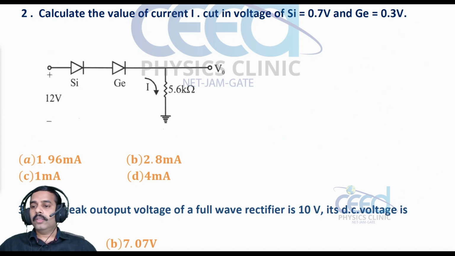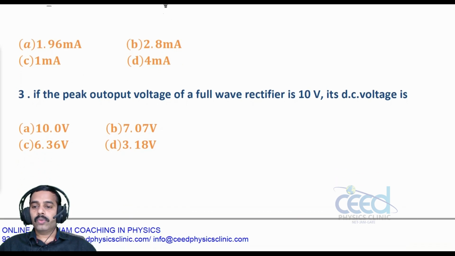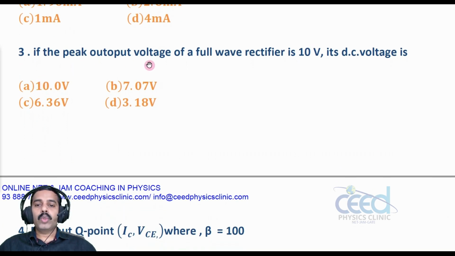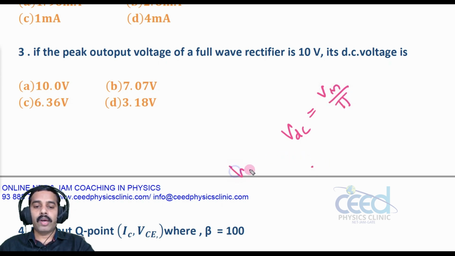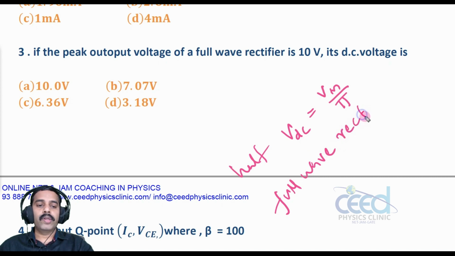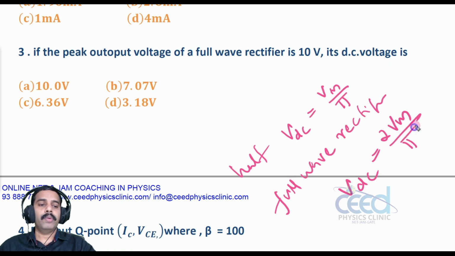Now let us come to another question. The peak output voltage of a full wave rectifier is 10 volt. Its DC voltage is? We already know that for a half wave rectifier, VDC is equal to Vm by pi. For a full wave rectifier, which we have already derived in theory, VDC is equal to 2 Vm divided by pi.